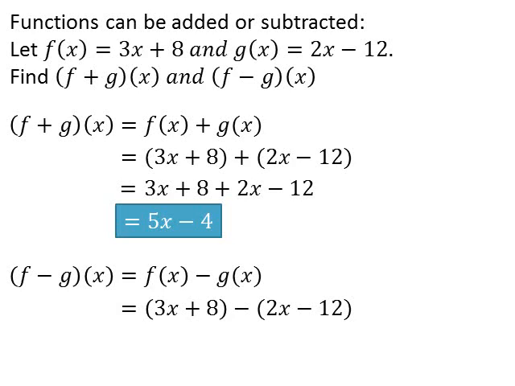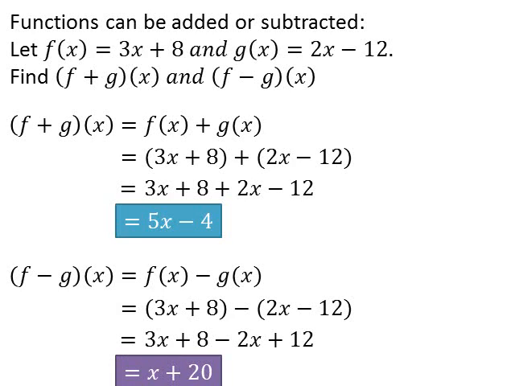So what I have now is 3x plus 8 minus 2x plus 12, because negative 1 times negative 12 gives me positive 12. Again, I combine like terms. This time I have 3x minus 2x, which is x, and I have 8 plus 12, which is 20. So this is x plus 20.